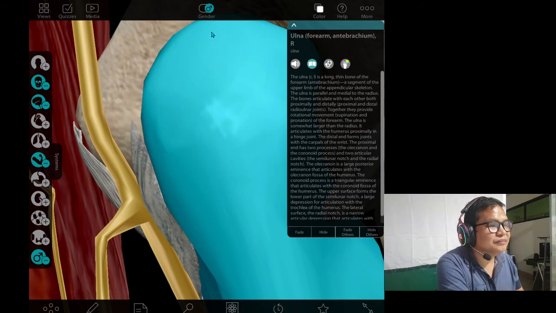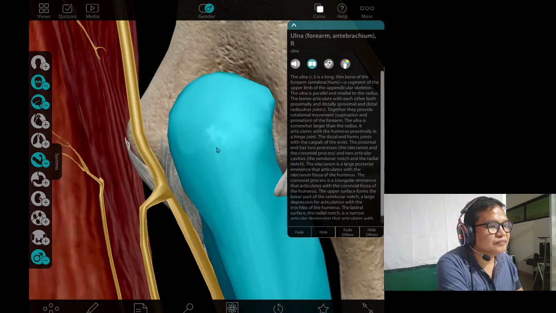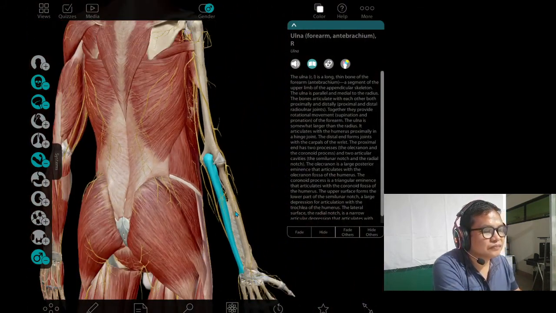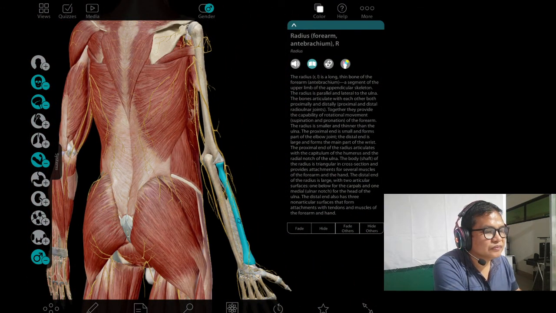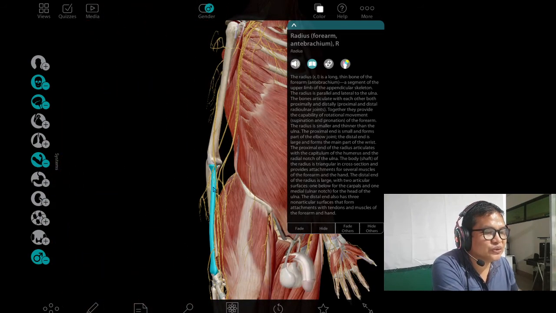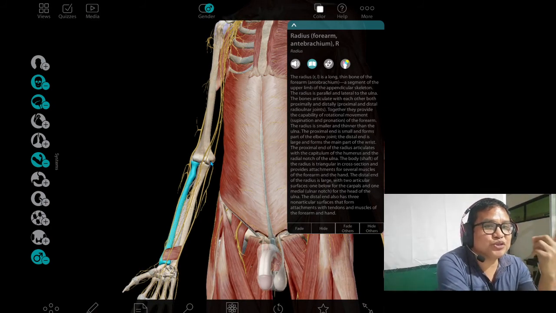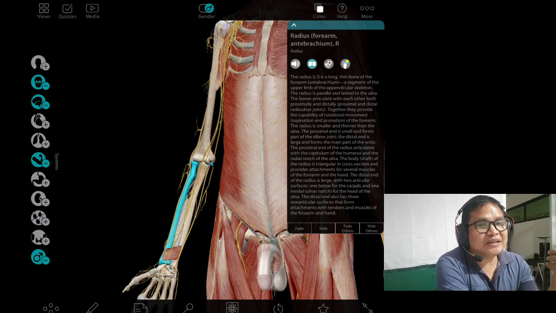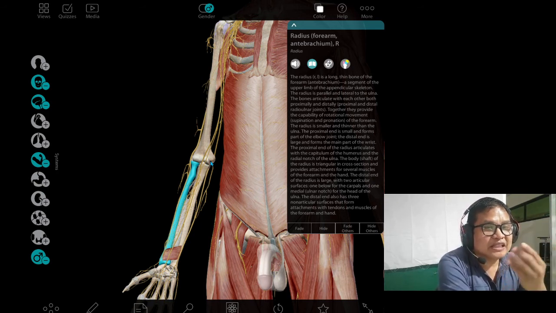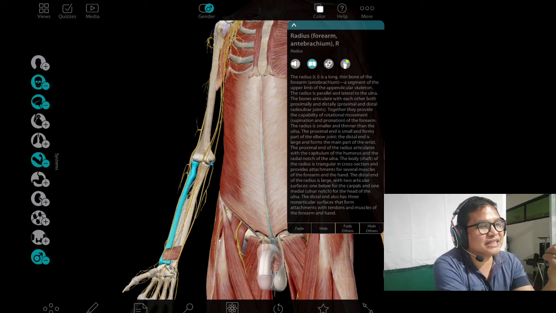Okay, so what type of joint is in the elbow, those two, the humeroradial and humero-ulnar? That is a hinge type of joint. A hinge type is another type of synovial joint. Now, the direction of motion of the hinge type is only one, either flexion or extension.